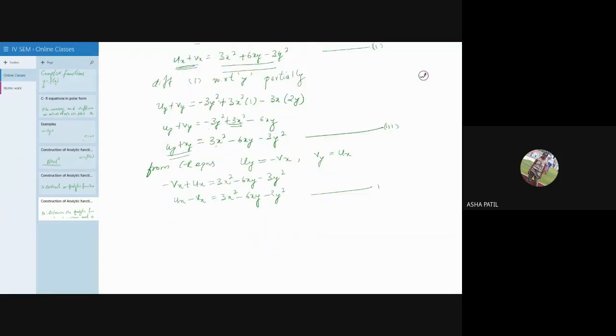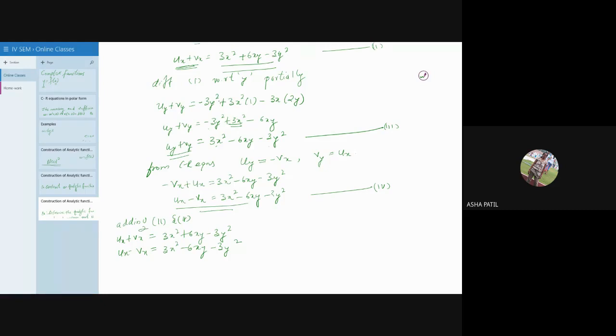Let me call this equation 4, adding equation 2 and equation 4. So what is equation 2? It is ux plus vx equal to 3x square plus 6xy minus 3y square. Now we'll write this equation 4 below it: ux minus vx is equal to 3x square minus 6xy minus 3y square. Okay.